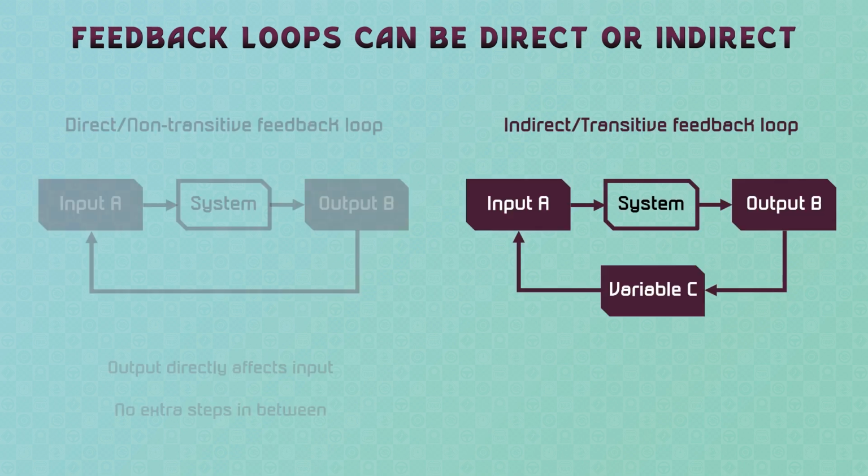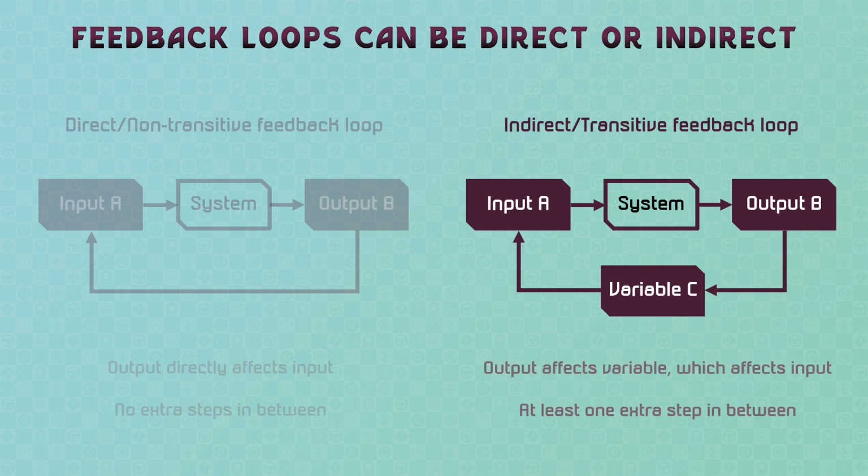On the other hand, we have indirect or transitive feedback loops. And here the input A comes into the system, output B is produced, but instead of affecting input A directly, output B affects a variable C, which in turn affects the input. And it's important to note here that it doesn't have to be one extra step in between. It could be multiple. It could be that variable C first influences variable D, then E, and only then influences input A.